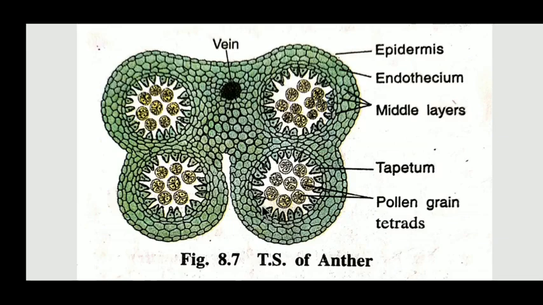As I told you, the outermost layer is always protective in function, while the innermost layer always provides nutrition to the innermost part, that is, the sporogenous tissue, or you can say the pollen grain. The nutrition is provided by this tapetum. One more function is that tapetum cells are able to produce sporopollenin.